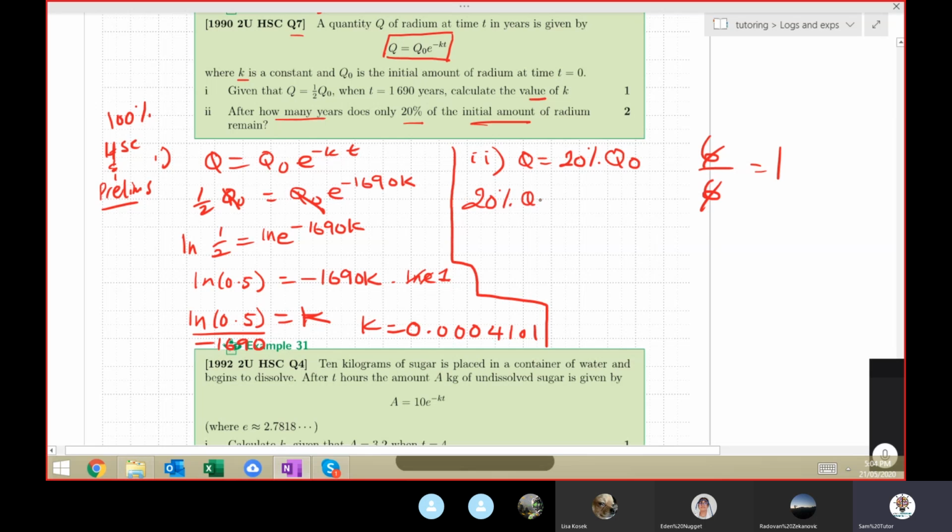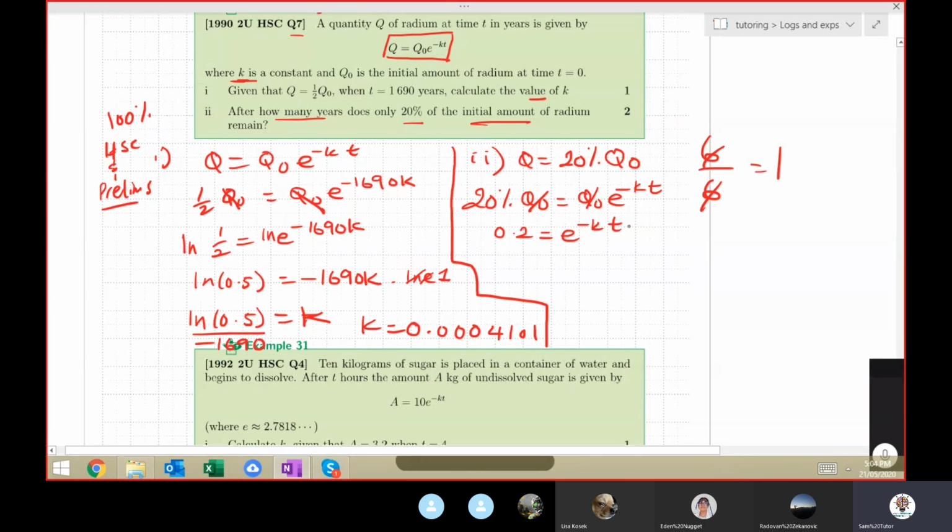So 20% of Q naught equals Q naught e to the negative kt. We know what k is. I'm not going to sub in this whole k, that's just ugly to sub in. We'll just leave it as k, but you already know k is a constant, so it never changes once you find it. All right, what's the first thing I do? Get rid of Q naught. Then 20%, I like to change that to 1 over 5 or 0.2. It's just easier to work with.